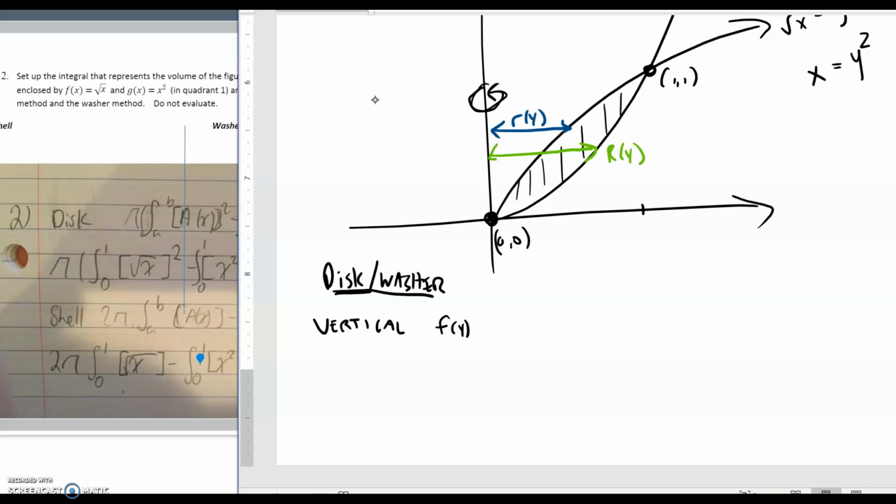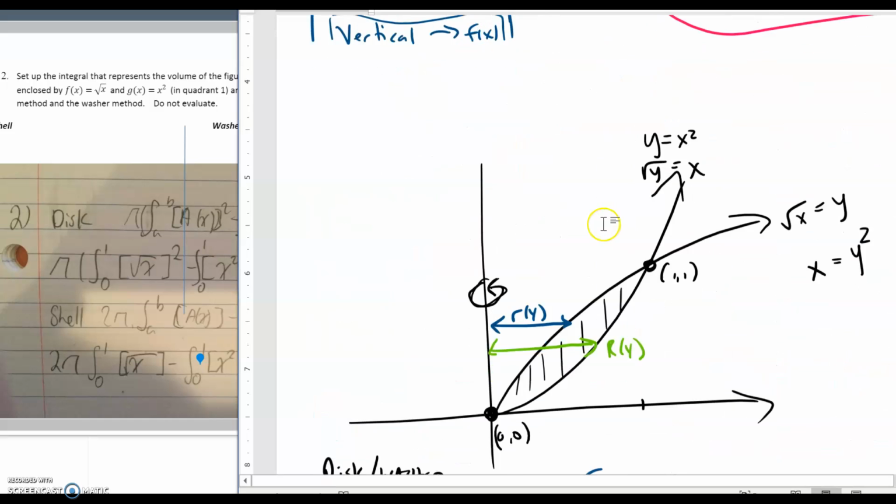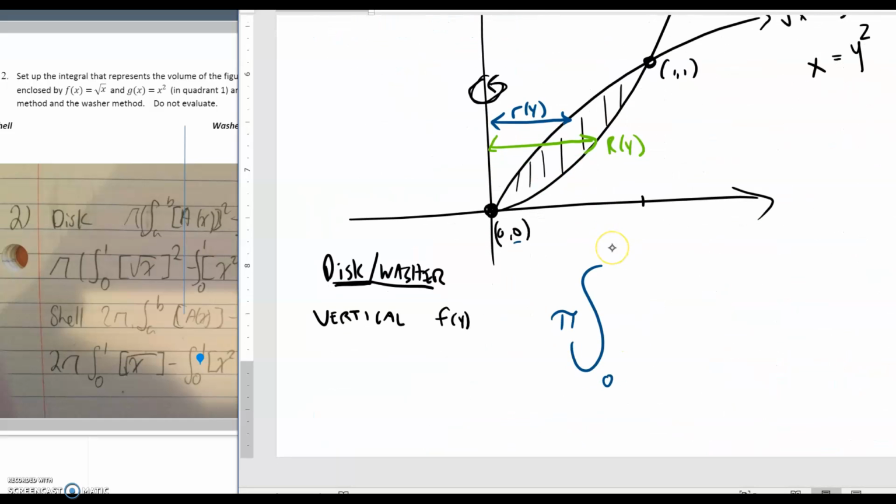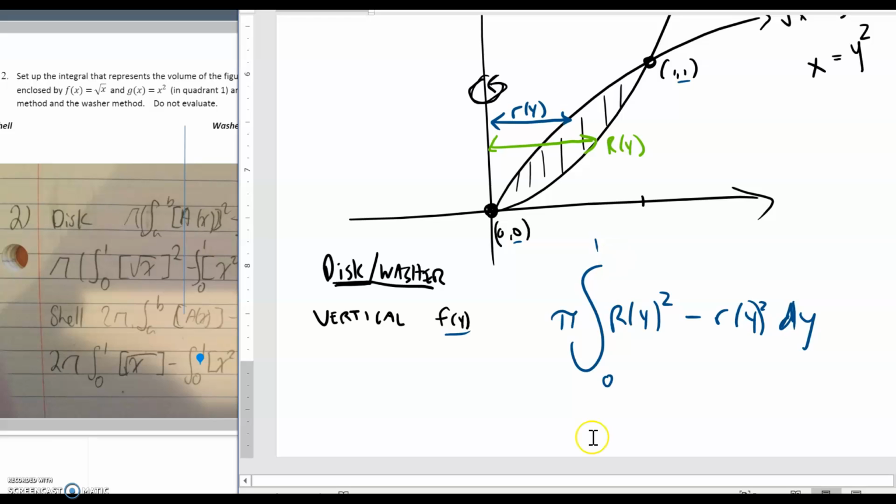I have to subtract the small one from the bigger one, squaring each, because your formula goes like this: pi times the integral from a to b, which in either case is 0 to 1, but these should be the y values. It's a function of y, so I go from 0 to 1, and then I do big R squared minus little r squared dy. Both are functions of y, so I should have some y's in here. Using those formulas really helped me figure out what I'm doing.